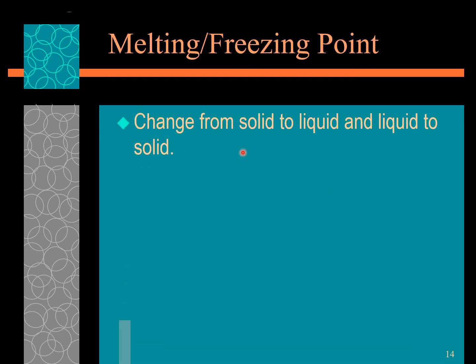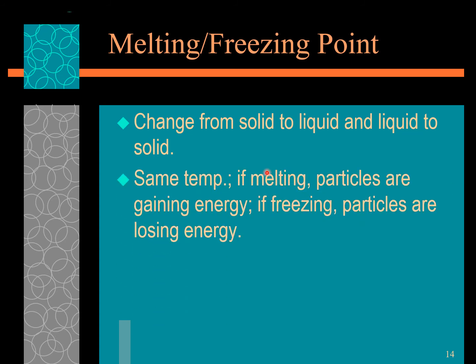The melting point, the change from solid to liquid and liquid to solid, is going to be explained in two aspects. Same temperature: if melting, particles are gaining energy; if freezing, particles are losing energy. So we will say a melting point is where a solid will melt to become a liquid. The same point is assumed as the freezing point, for the liquid to freeze into a solid. It's one certain point.